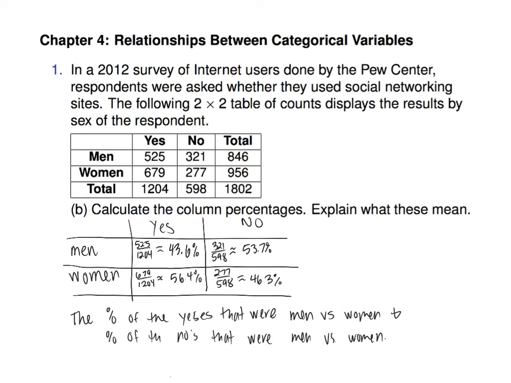Now, one potential problem with column percentages like this is if these totals, the men and women, have been really different, that might skew this. So really, to look at the relationships, you should look at the row percentage.